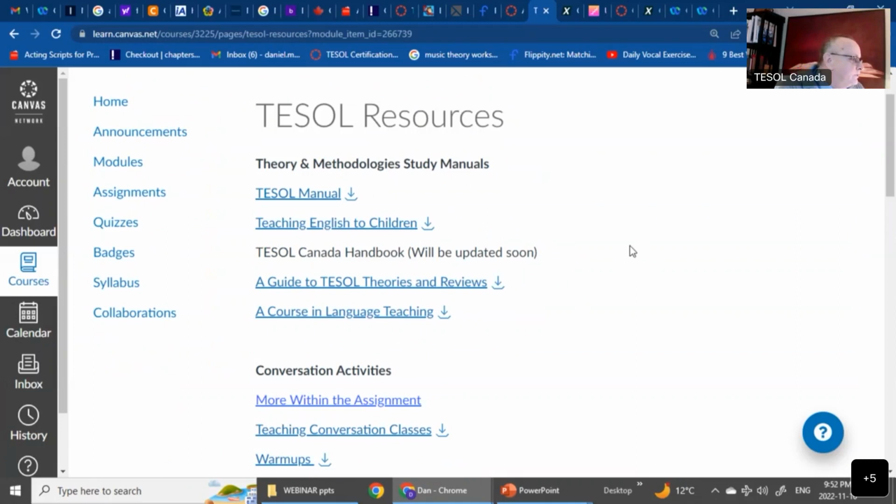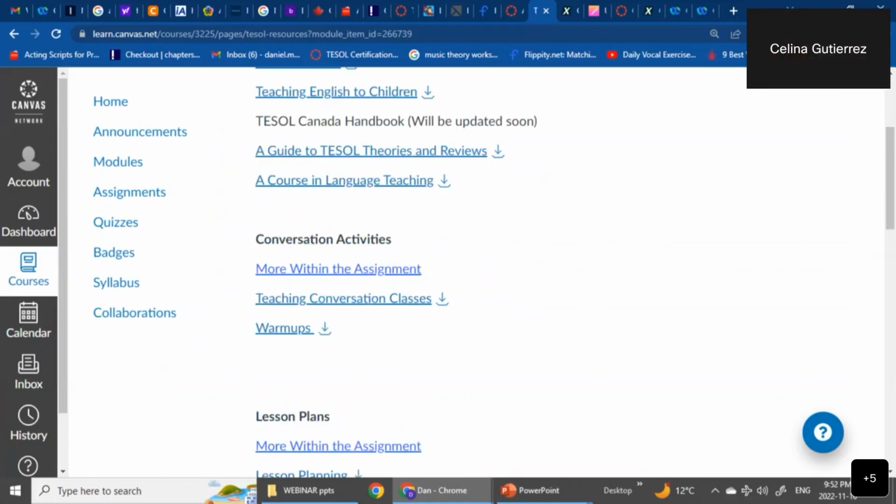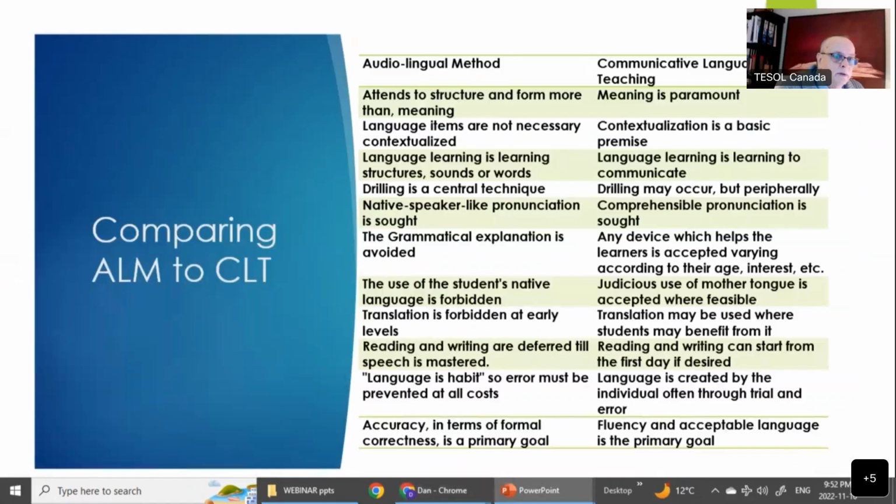Okay? So right now, are you seeing the Canvas platform or are you seeing the PowerPoint presentation? Can you see the Canvas platform right now? Yes. Yes, I can see the Canvas platform. Okay, that's good. I just wanted to make sure, because the PowerPoint was showing up on my other screen, and I just wanted to make sure that I was showing you the Canvas platform.